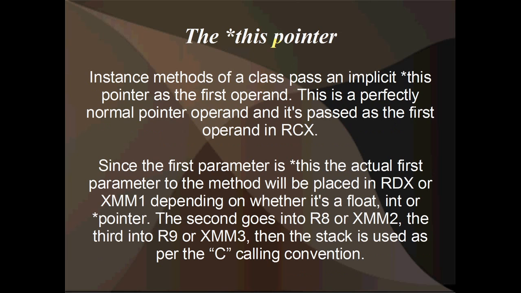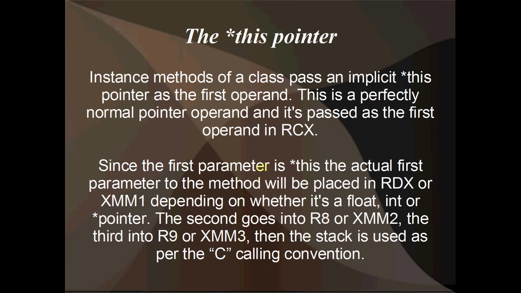Okay, moving on. So the this pointer, this is really important. There's an implicit operand to the methods of a class, and it's the this pointer. It's always passed as a first operand in RCX, and you don't usually specify it when you're calling a class's methods, but it's there. It's being passed in RCX as the first operand.